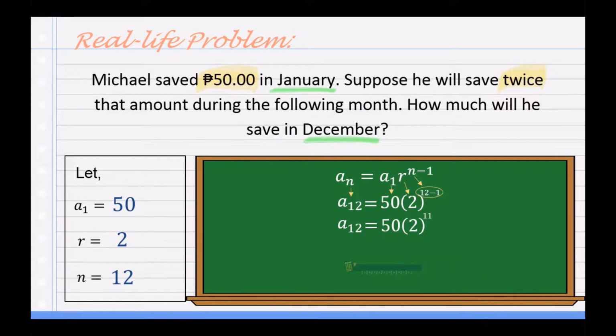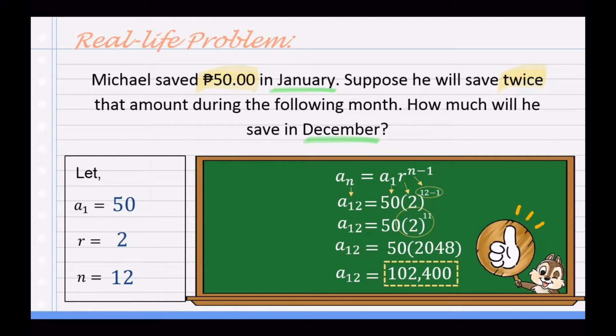So we now have a sub 12 is equal to 50. Then this will now become 2048. Then multiply 2048 by 50. So we now have a sub 12 is equal to 102,400. Therefore, Michael can save 102,400 in December if he will save twice the amount of his savings during the following month of January.